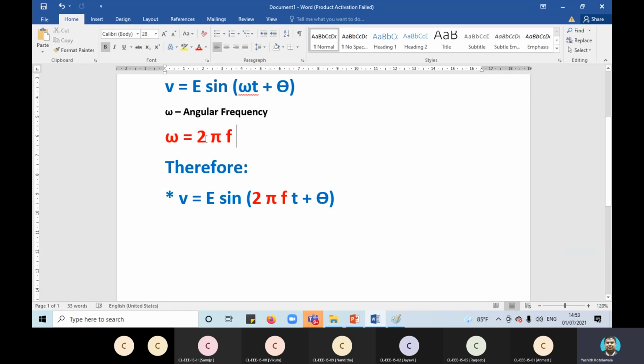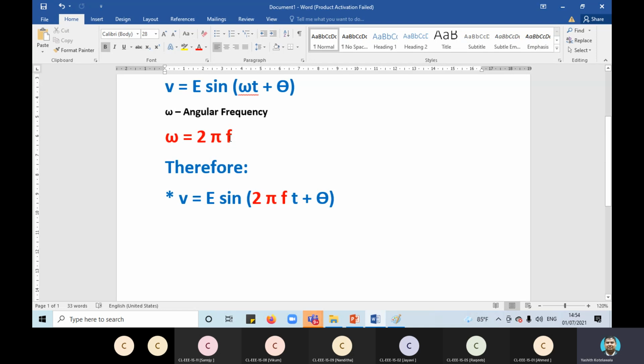Angular frequency. Angular frequency means, as an angle, a complete cycle as an angle, we take 2 pi in radians or 360 degrees. So we take 360 degrees and multiply it by the frequency value. What is the meaning of that?